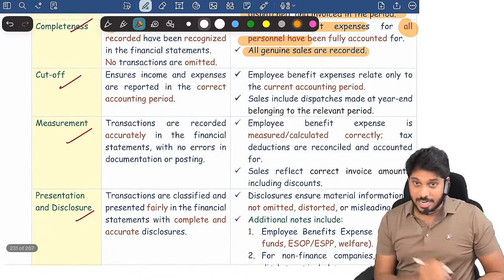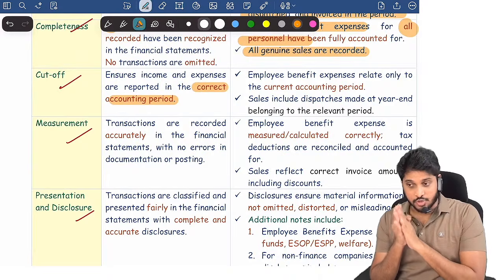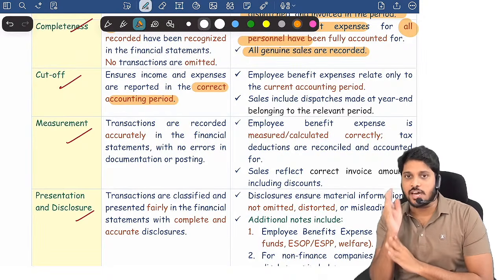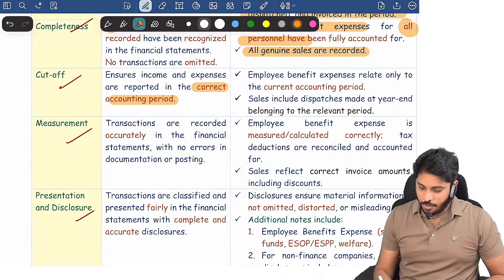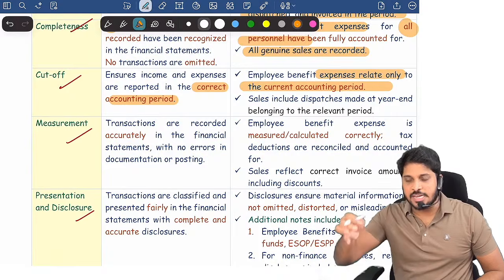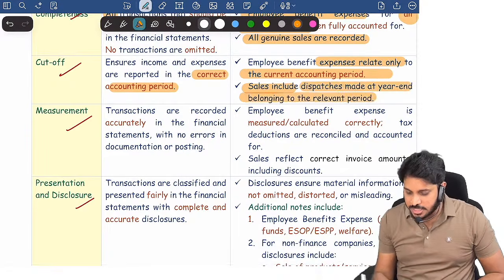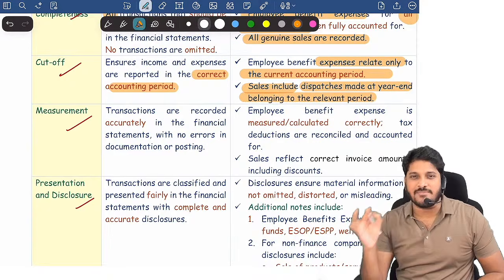Then cutoff focuses on the right accounting period. See that P&L items and transactions are accounted in the correct accounting period. For example, see that employee benefit expenses accounted in the P&L are related to the current period only, and sales include dispatches made at year end belonging to the relevant period or not.